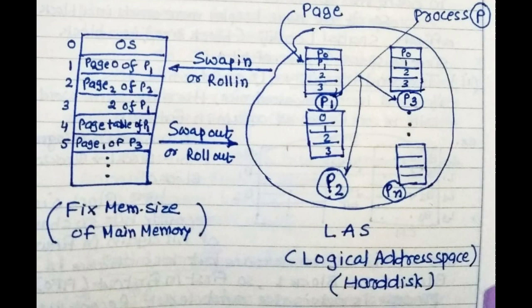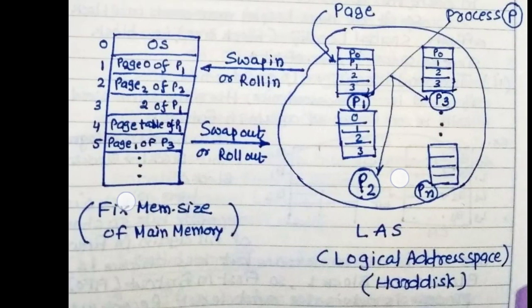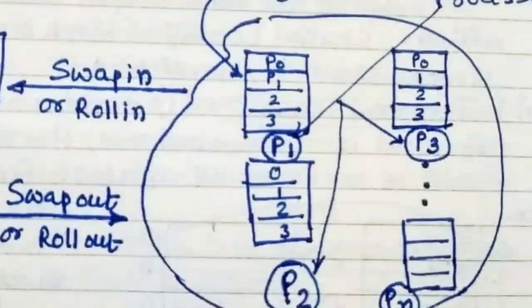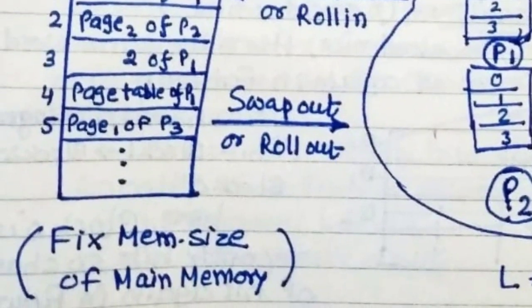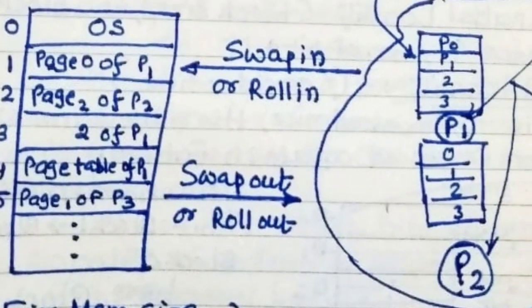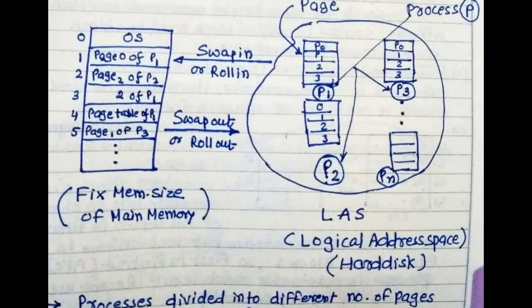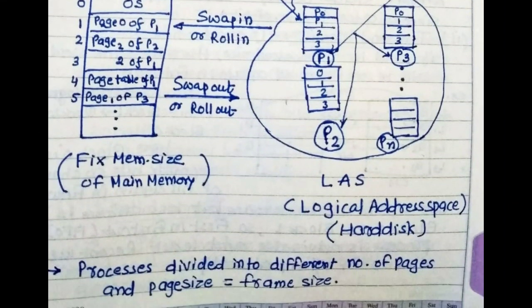As shown in the diagram, suppose the process P is divided into a number of pages, like P1, P2, P3 up to Pn. And the memory size is fixed. So to hold a process that does not fit in the main memory, we need some illusion from the main memory. This is also called the logical address space, the hard disk. So the process is divided into pages, and the page size is the frame size.